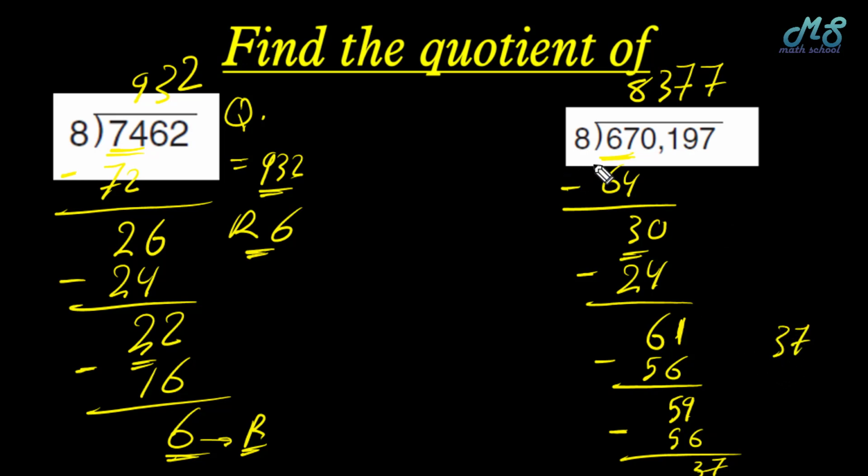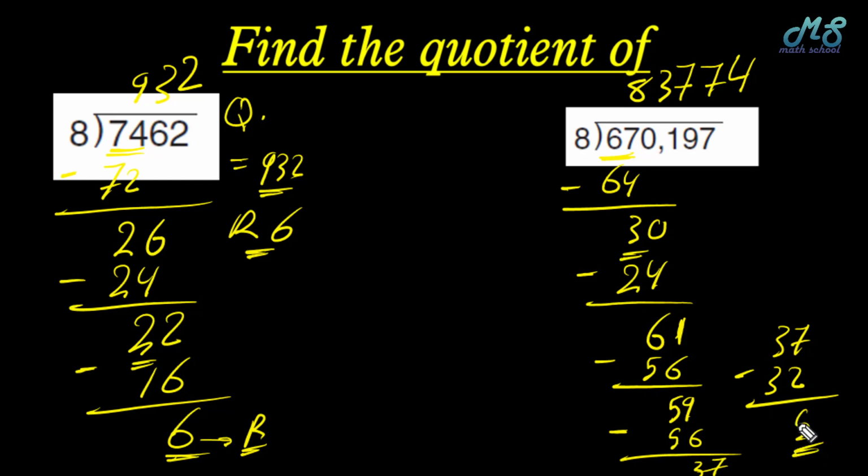Divided by 8, if you take 4, it will be 32. 5, it will be 40. It's greater than 37. So you have to try what? 4. Yes, 4 times 8 equals 32. Now subtract. 37 minus 32 equals 5.